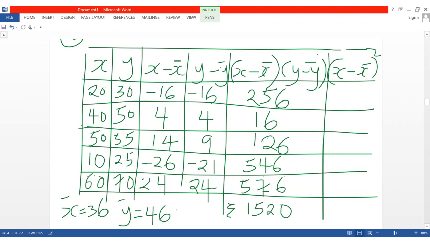Then I'll go to the x minus x bar squared, that is 16 squared. But in this column, we shall always get positive values. If you get a negative value, somewhere you have done wrong. This one will be 16, 14 squared, 196, 26 squared, 676.